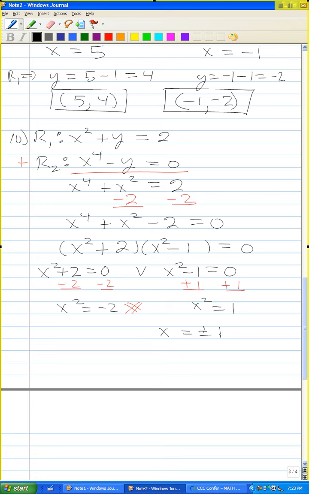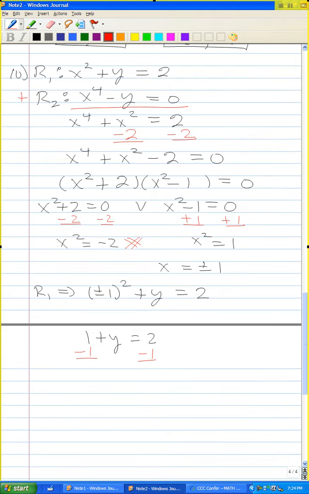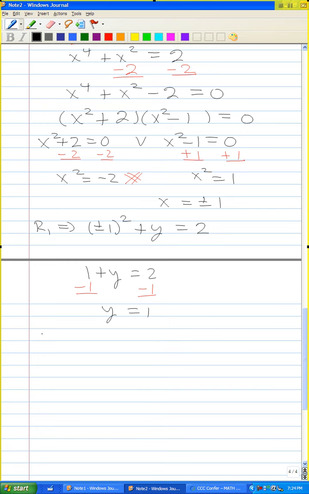And so let's figure out what y is equal to. So from R1, I guess, x squared plus y is equal to 2. So 1 plus y is 2. Subtract 1 from both sides. And so y is equal to 1. And so my two solutions are negative 1, 1 and positive 1, 1.